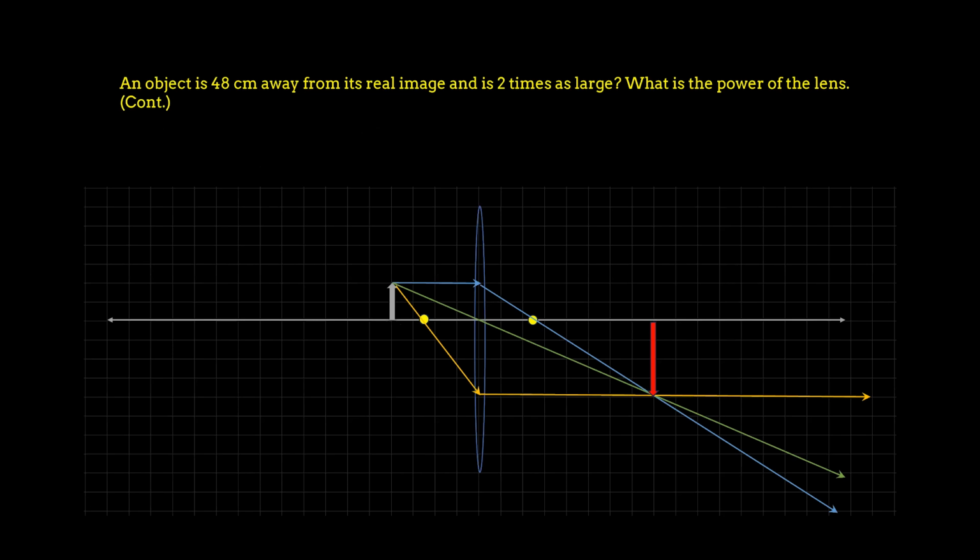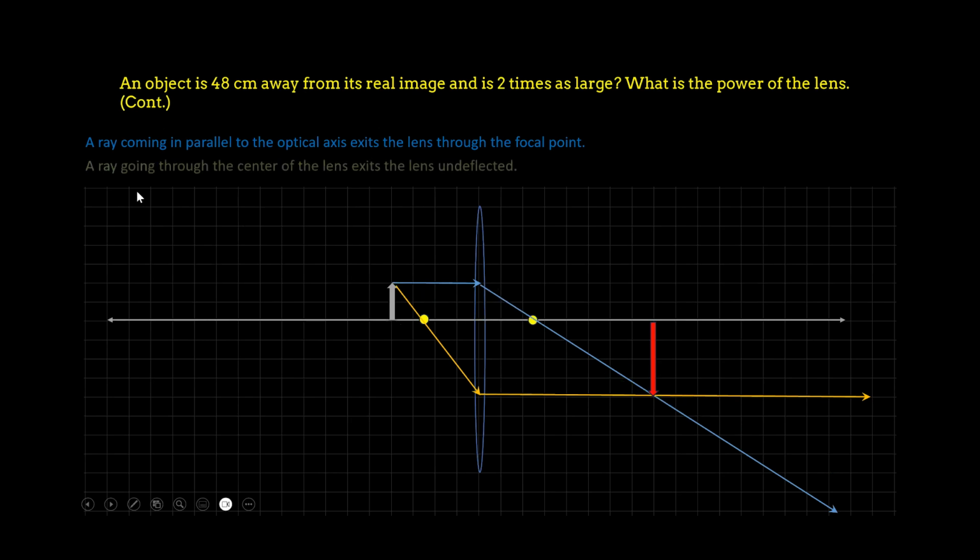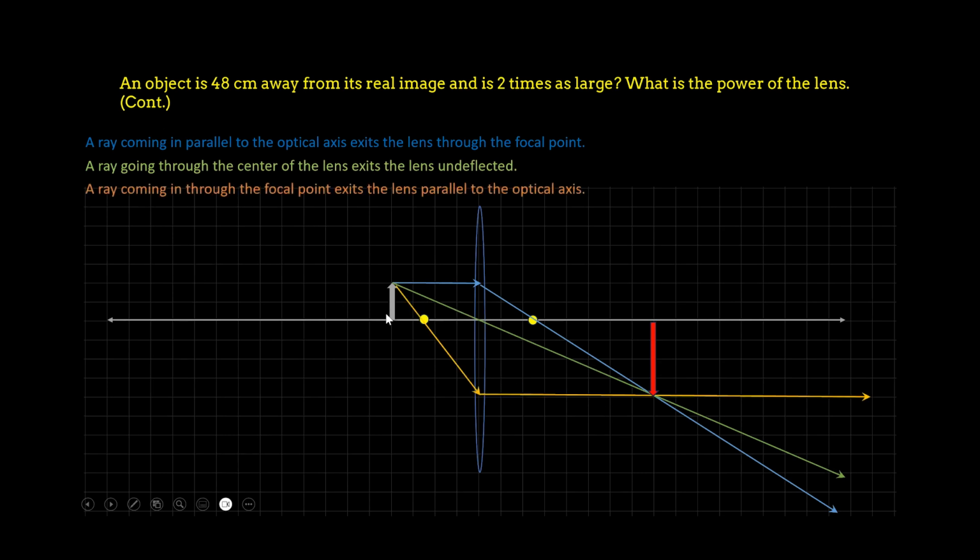And now for verification using ray tracing. Here's the blue ray parallel as it exits the lens, goes through the focal length. The green ray through the center exits unbent. The orange one goes through the focal point, comes out parallel. They meet here, 32 centimeters, twice the size of the object.